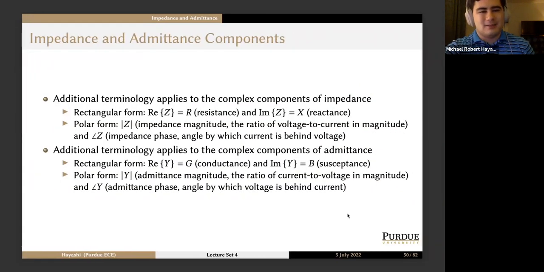So some additional terminology, the complex components of impedance. So we talk about Z. In rectangular form of a complex number, the real part of Z is called R, which is resistance. That makes sense because we saw the real number resistance show up. And the imaginary part of impedance is called X, or reactance. That's a new term. So we can write Z is equal to R plus jX.